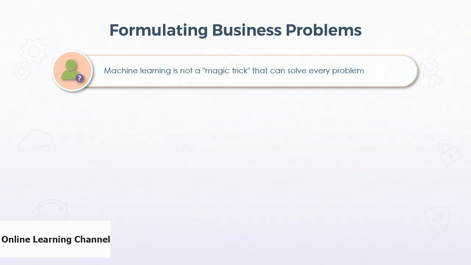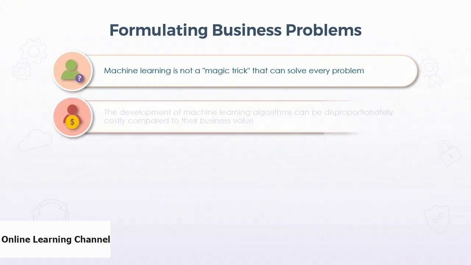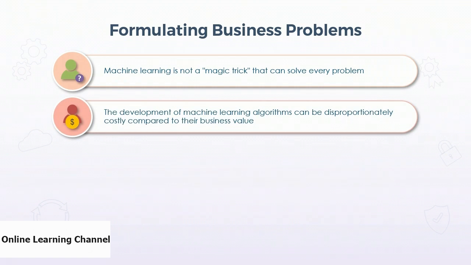In the machine learning community, some people are passionate about machine learning and they have a misconception that it can solve almost every problem. However, that's not the case because machine learning has its own limitations and constraints. Financially, building a machine learning algorithm can be very costly, and there is a possibility that the outcome of the ML algorithm may not have business value as per the requirement.